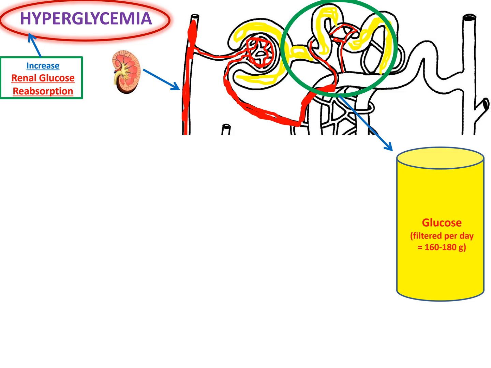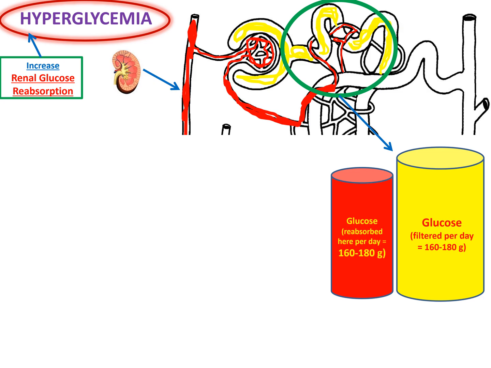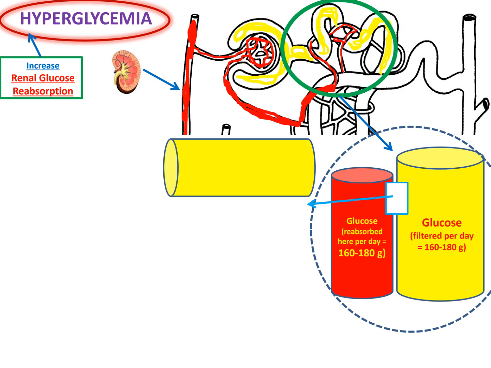So about 180 grams of glucose will be filtered per day and will be in the urine. And here we have the blood vessels. About 160 grams of the glucose which had been filtered will be reabsorbed from this area. Now I am going again to enlarge this area here. So you can see it here.